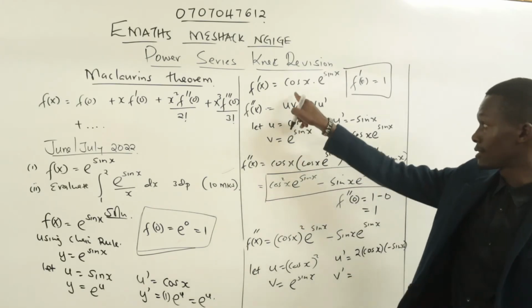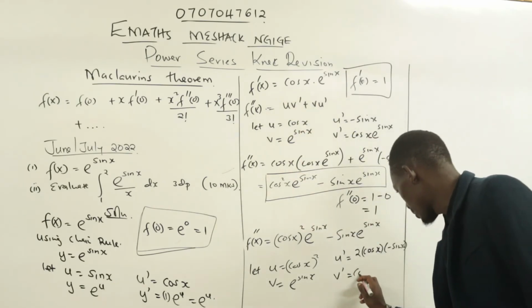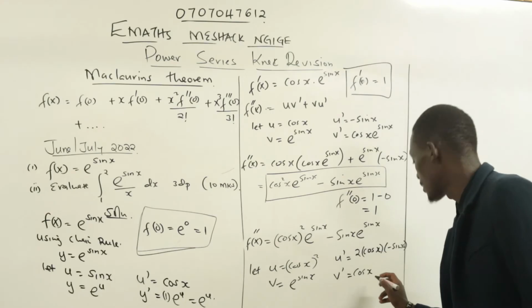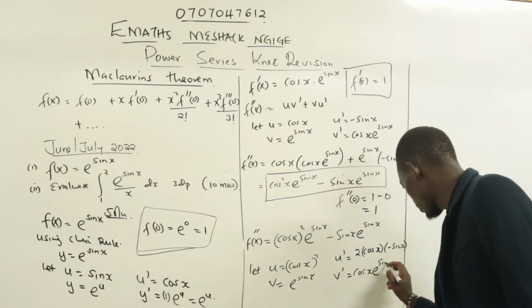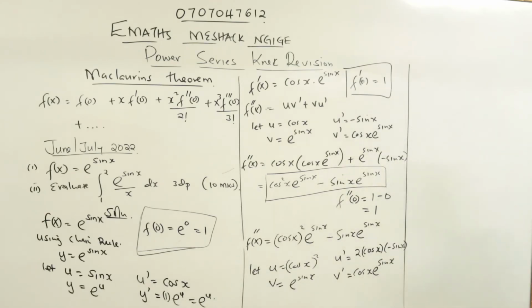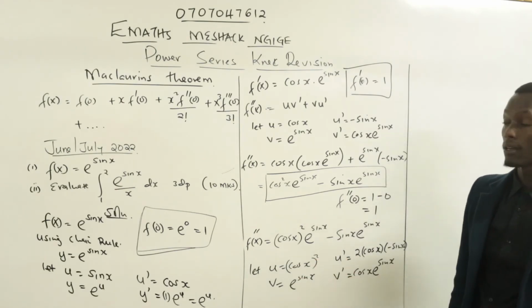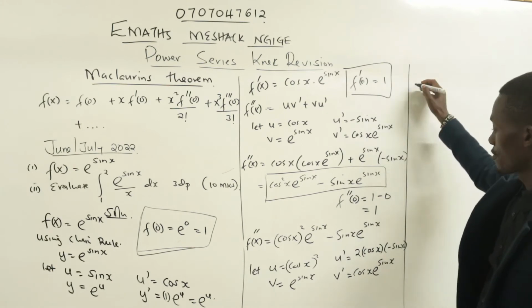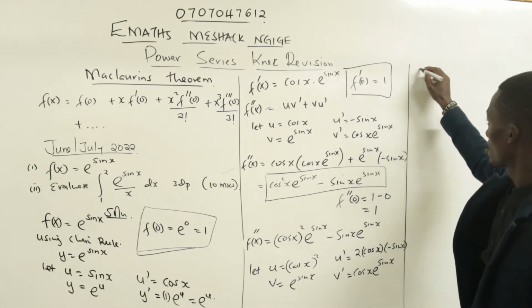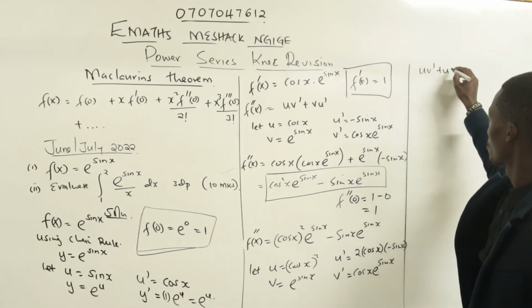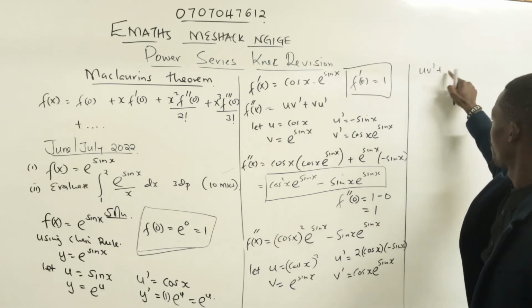The differential for this part is just this part. So it will be given by cosine of x, then exponent sine of x. Therefore, putting that together, we shall have u v prime plus v u prime.